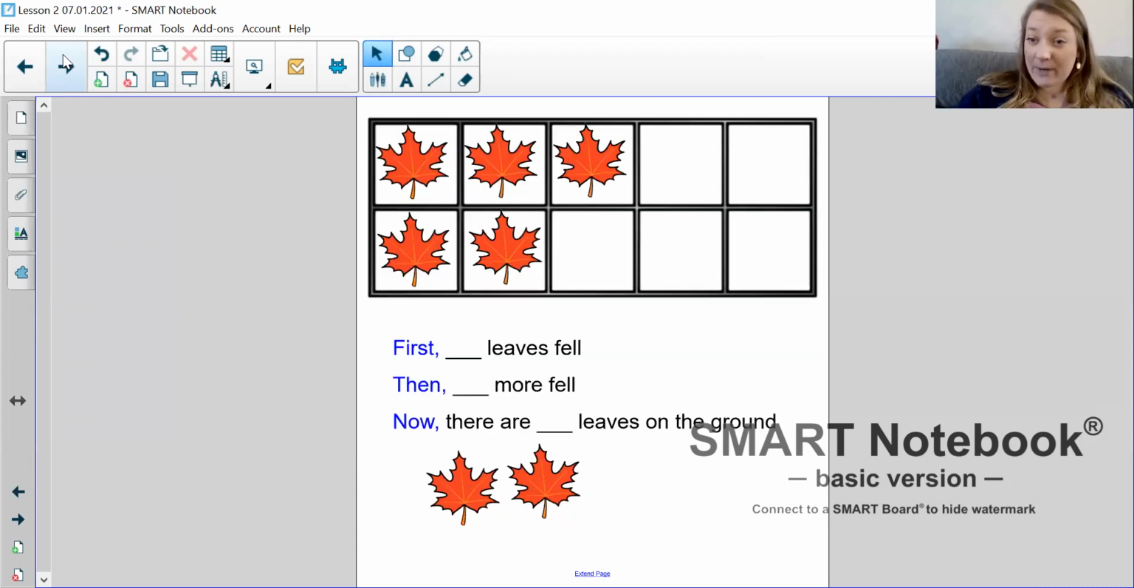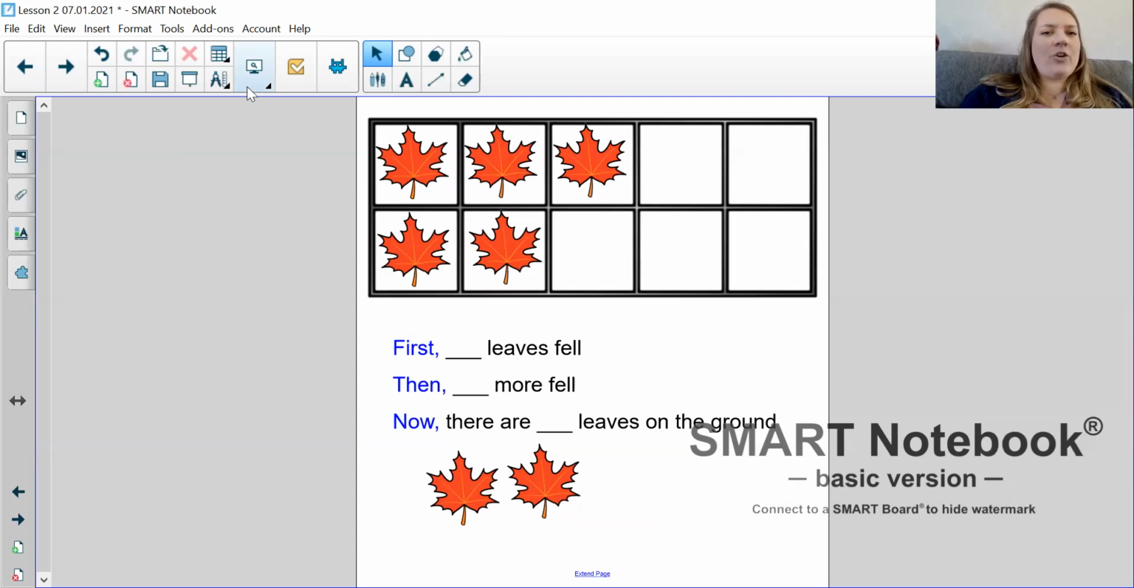Okay, here is our tens frame. First, we had 5 leaves. First 5 leaves fell. And we know that there are 5 because we can count them. 1, 2, 3, 4, 5. So first, 5 leaves fell. Then 2 more fell.